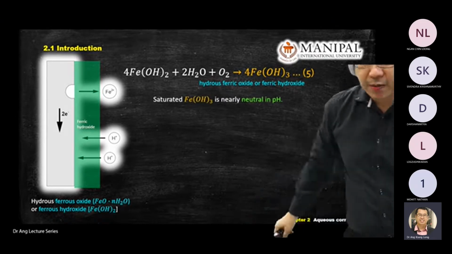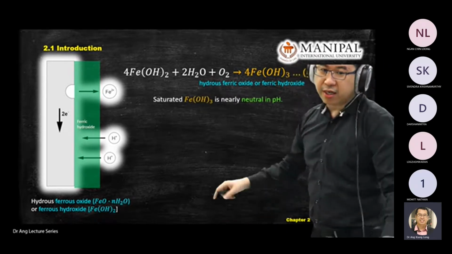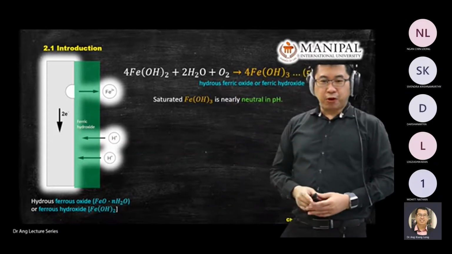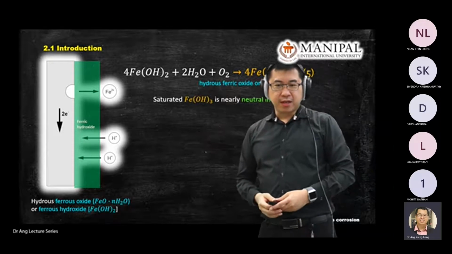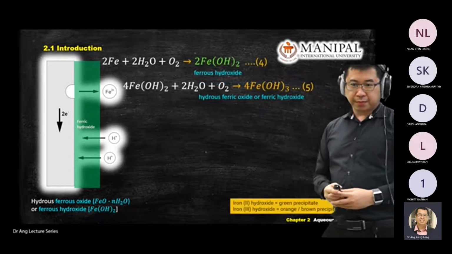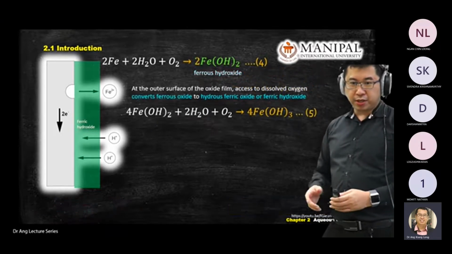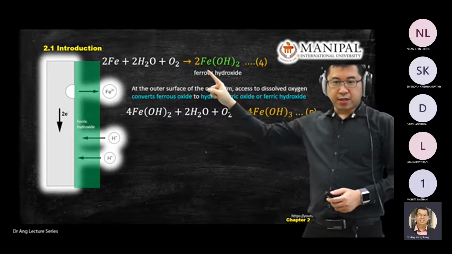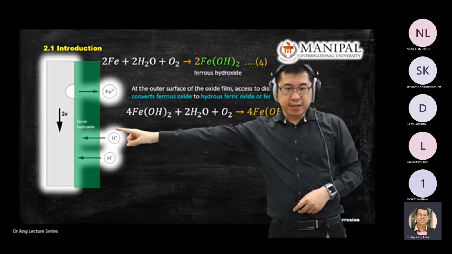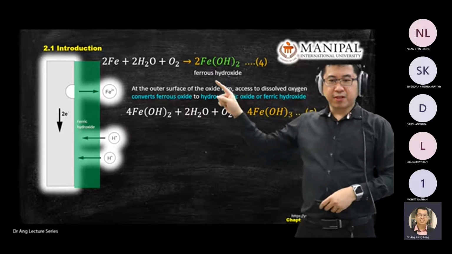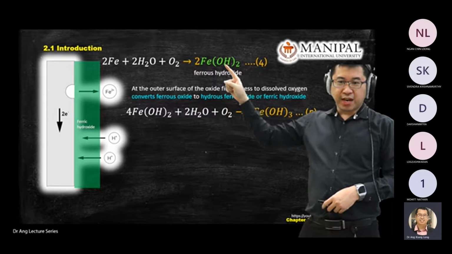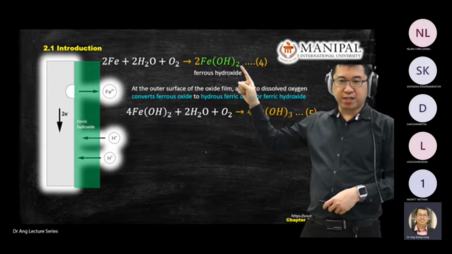Okay, previously we mentioned how the green layer and the orange layer can be formed on top of the iron surface. There are two products under the oxidation process. This is Fe(OH)2, ferrous hydroxide, and again I labeled the wrong name there. Fe(OH)2, if you see the 2, this one is the green color.